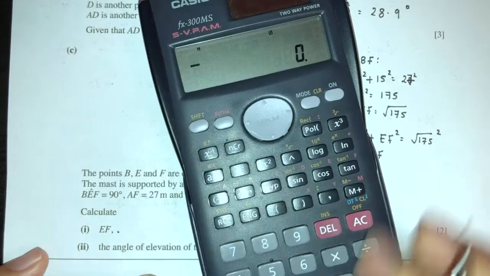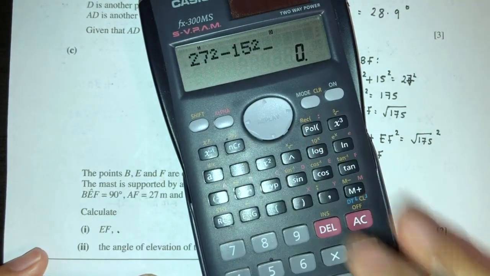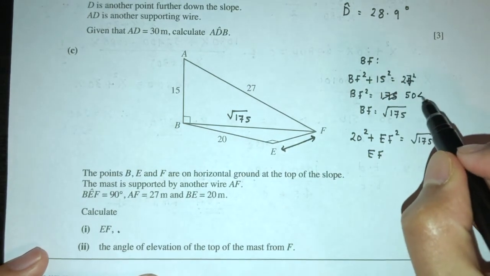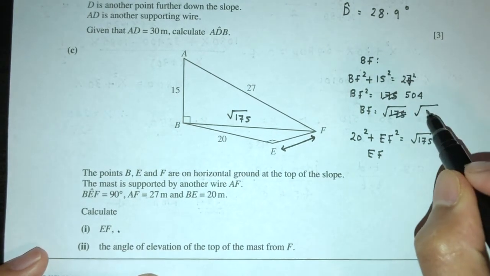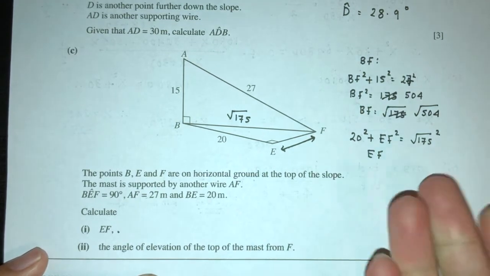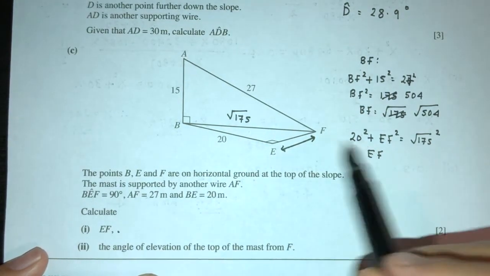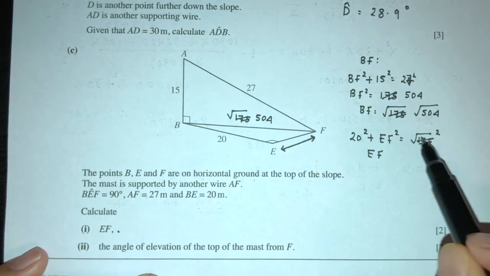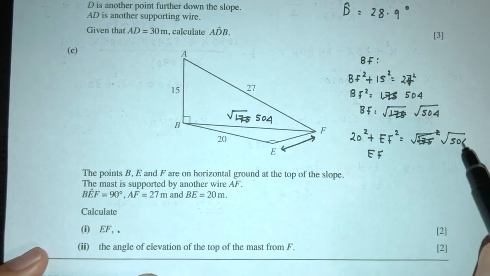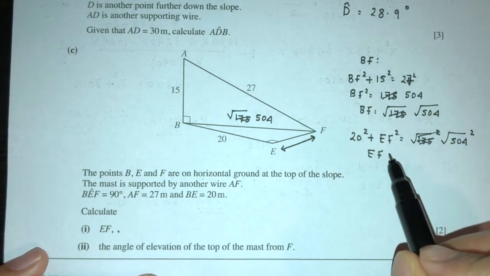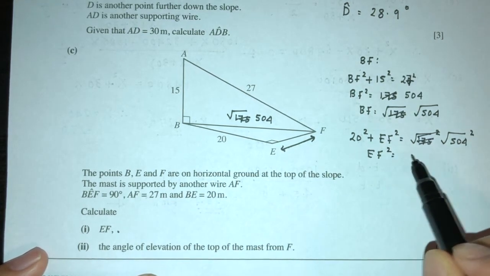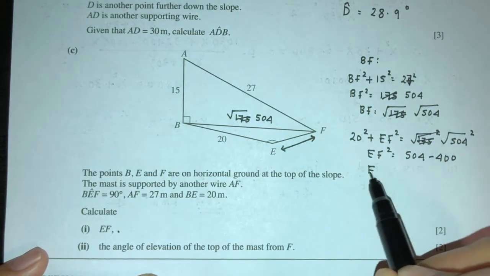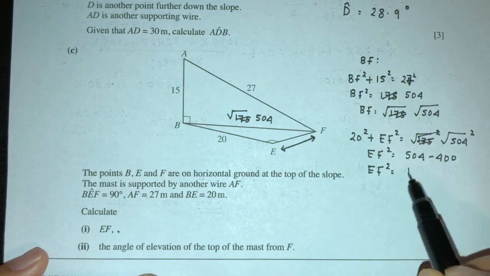27, that's why. So 27 square minus 15 square, that will be 504. So this should be 504 and not 175, because it would not be possible to do that if it was less than this one. That will be 504. Sorry for that. Let's correct this mistake. Root of 504 square. So EF square will be 504 minus 400. So EF square will be 104.